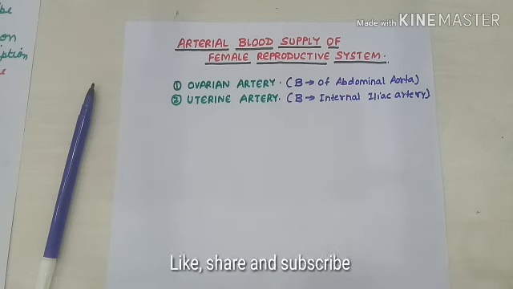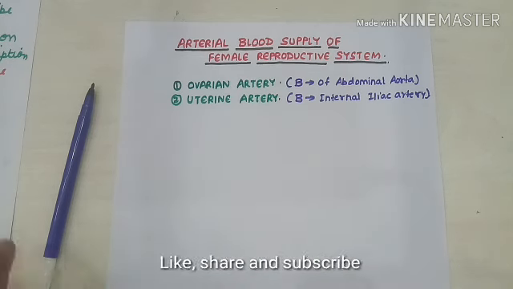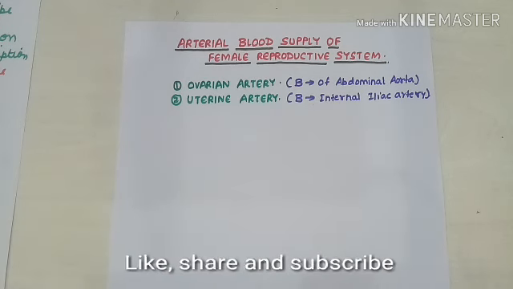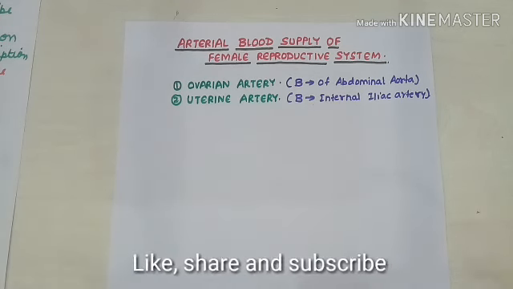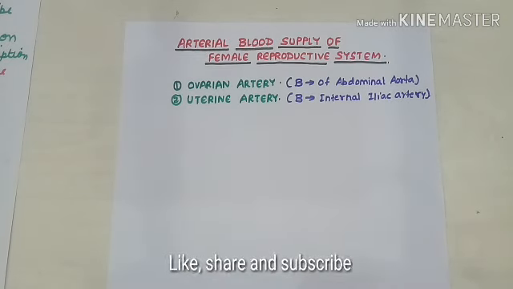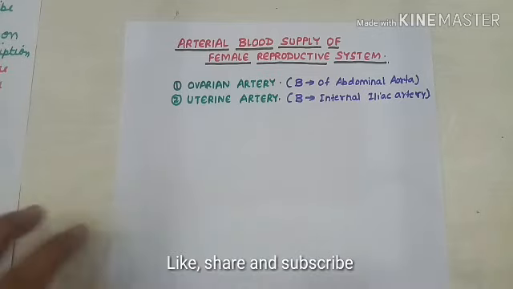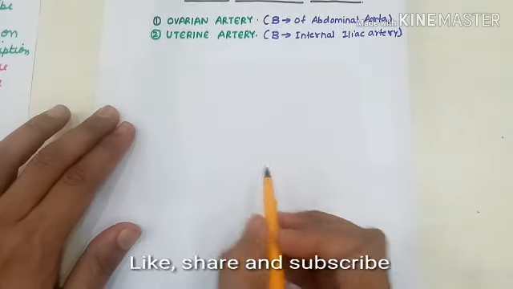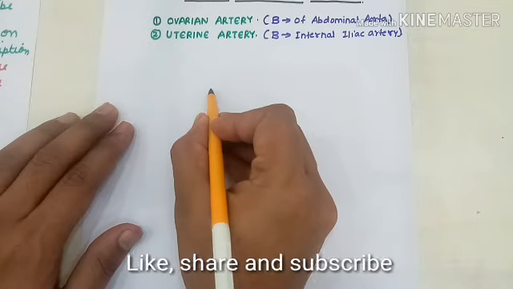So this is the brief description of the ovarian artery, which is a branch of the abdominal aorta, and the uterine artery, which is a branch of the internal iliac. Okay, now I'm going to draw a rough diagram of the female reproductive system to show the arterial blood supply here.